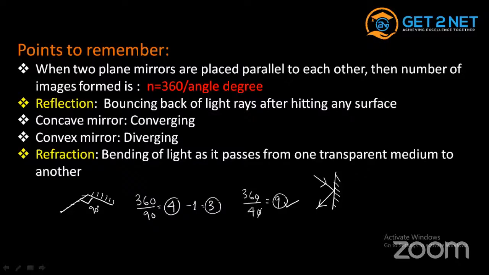And you must be knowing about different types of mirror. One is the concave mirror, where the reflecting surface is curved inward. When it is going inward, this is the concave mirror. And this one will be the convex mirror, where the reflecting surface is bulging outward. The concave mirror is also known as converging mirror, and convex mirror is otherwise known as diverging mirror.